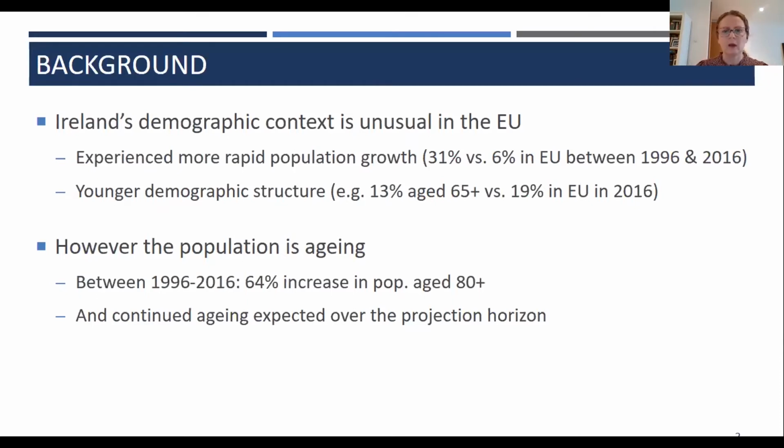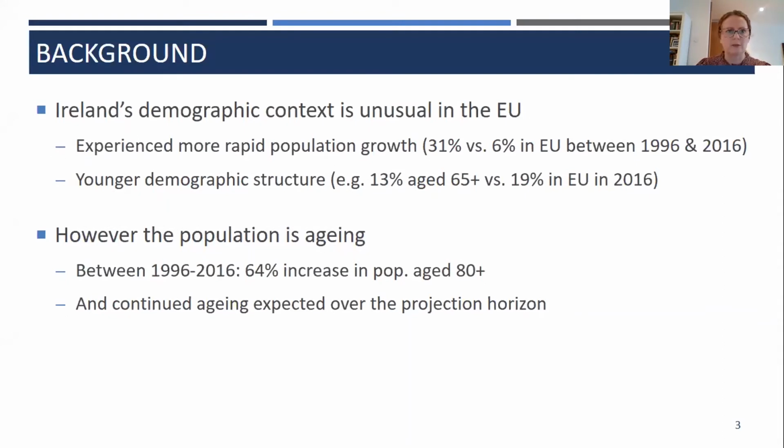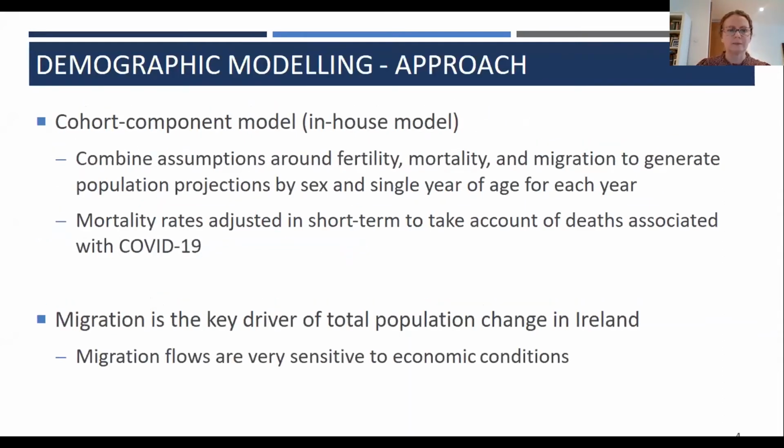However, the population is aging. So over that same 20-year period, 96 to 2016, the population over the age of 80 increased by 64%, which is more than double the growth in the overall population. And this aging of the population will continue over the projection horizon.